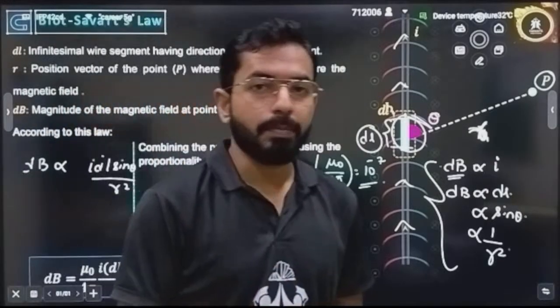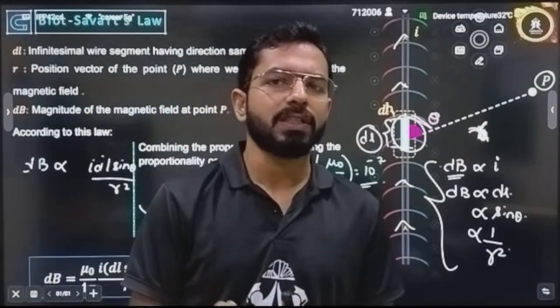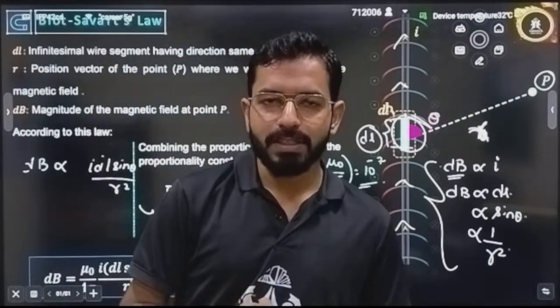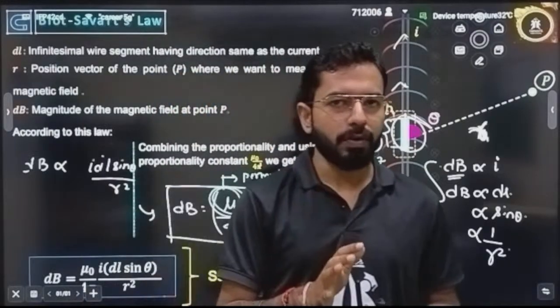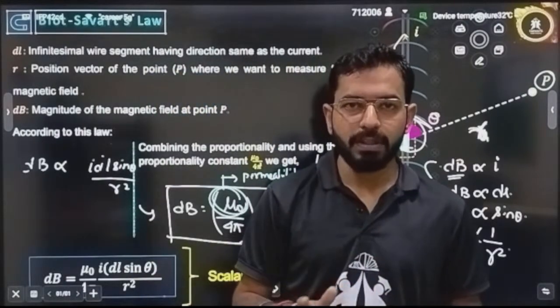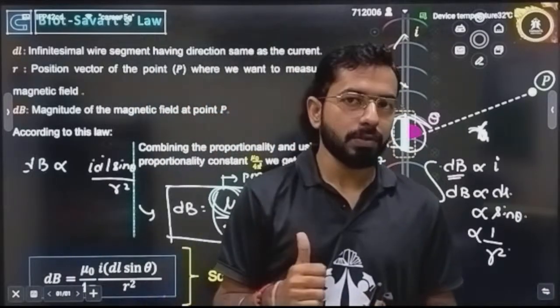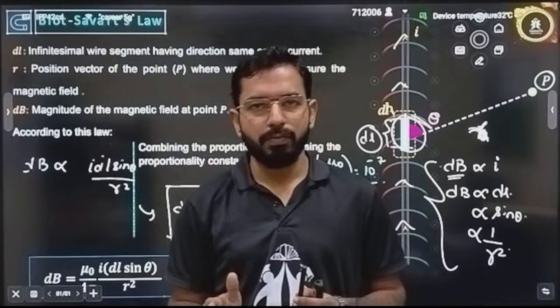This is about the magnitude part. But magnetic field is a vector quantity, it is not a scalar quantity. So sir, what about the directions? I will tell you the directions. I am going to follow the right hand thumb rule, I feel it is the most simple thing and it is valid for everything. So please practice the right hand thumb rule and then come to this chapter, otherwise you are only going to be confused here.